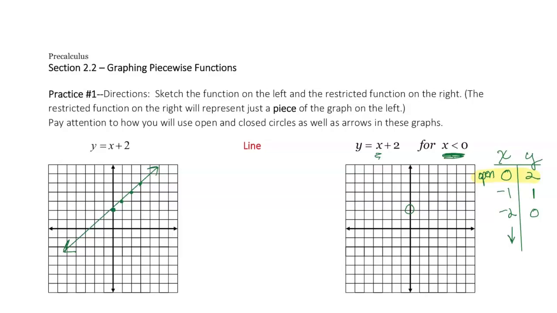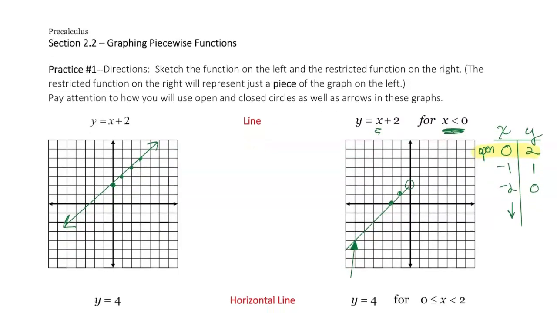Then I have -1 and 1, -2 and 0, and I can see the pattern developing. It's the same line I graphed in the other window, but with a restriction built in. So I need only one arrowhead. I don't like it going that way, so we'll see if we can turn this around. Not really. Well, let me get rid of that and write my own arrowhead in. Okay, so that's the restricted line.